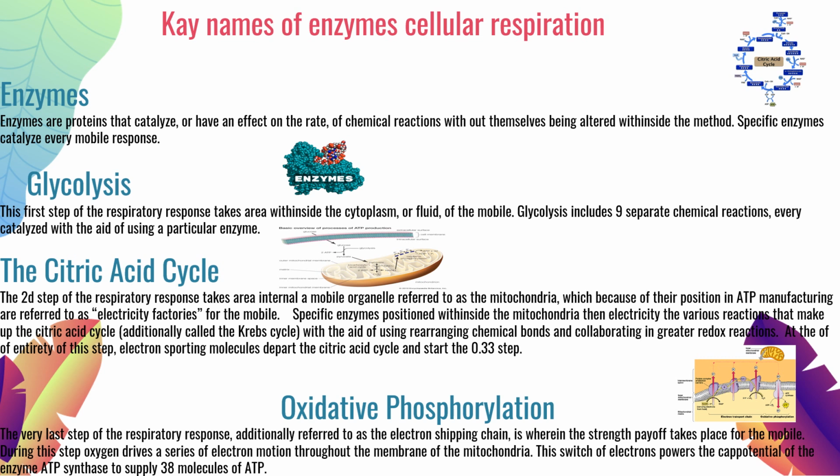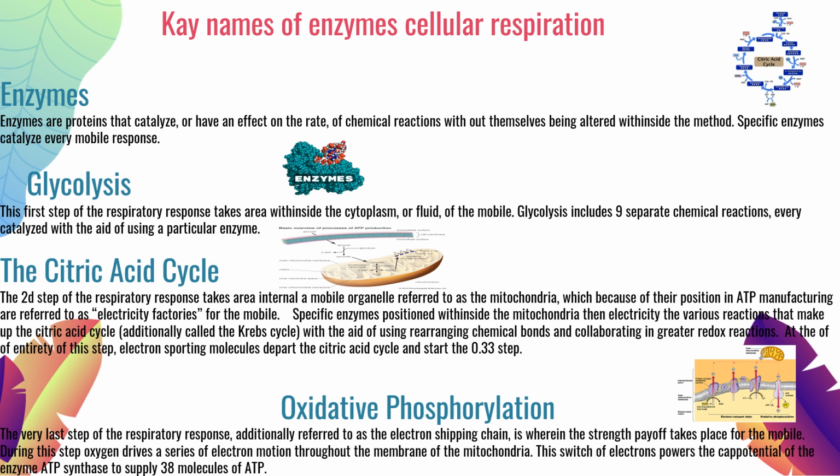The citric acid cycle. The second step of the respiratory response takes place inside a cell organelle called the mitochondria, which, because of their role in ATP production, are referred to as the power plants of the cell. And so, specific enzymes located inside the mitochondria power the various reactions that make up the citric acid cycle.